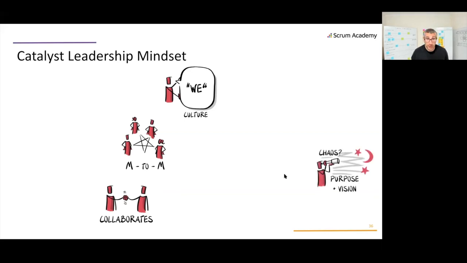Purpose and vision driven, right? This could sound a bit chaotic from time to time. They're open to say, I might be wrong. And through this, they really get other people's perspectives in.